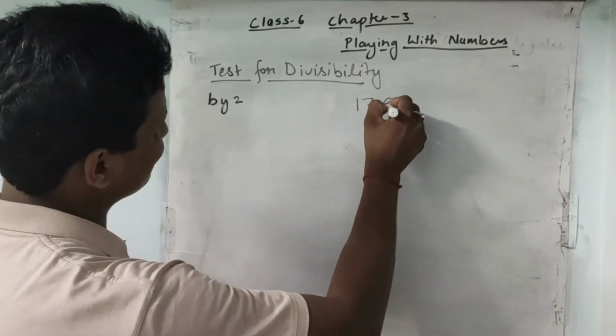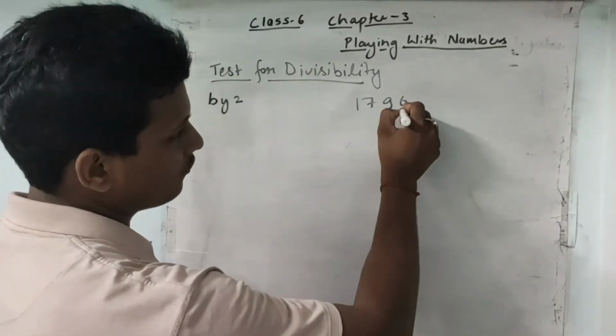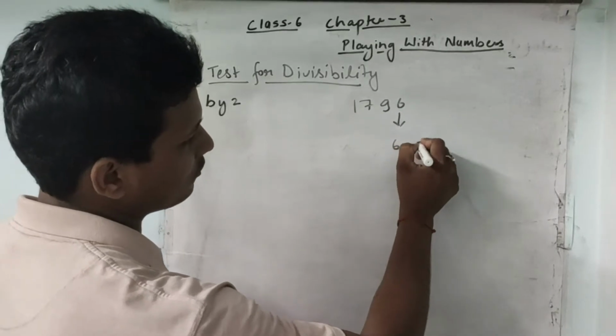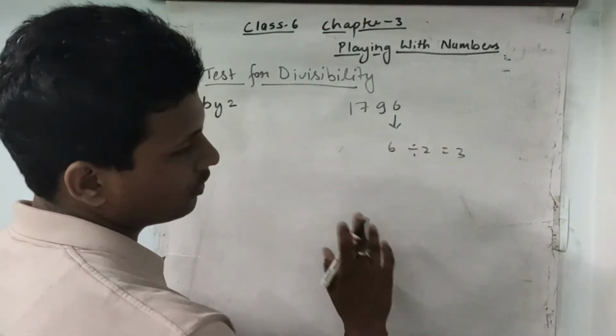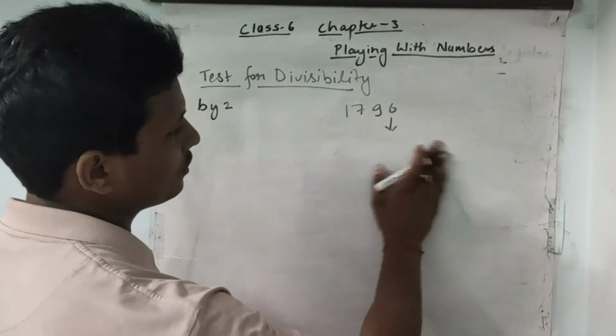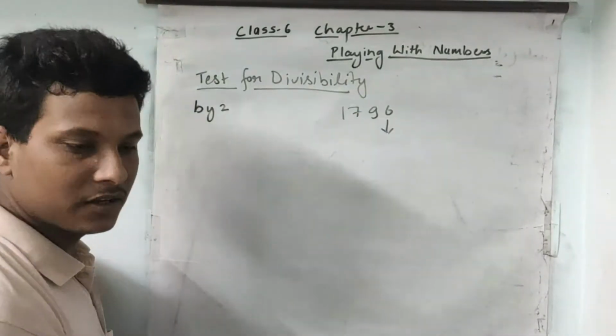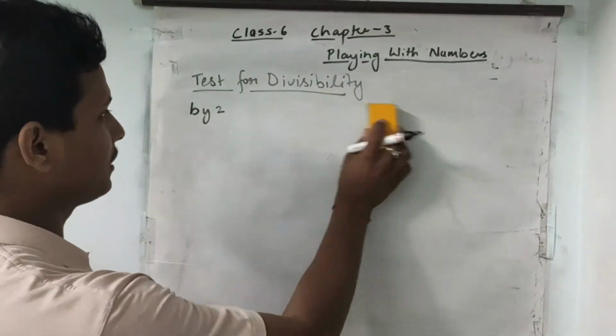Like 1796 we have taken. Okay, we need to check 6. 6 is divisible by 2. We divide, we get 3 here. Means 6 is clearly divisible by 2. So the whole number is also divisible by 2. Okay, that is the divisibility by 2.